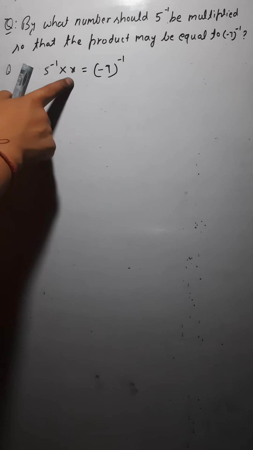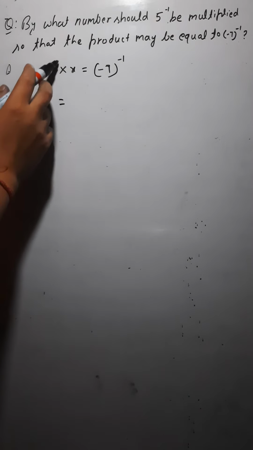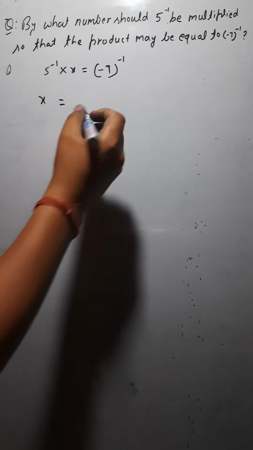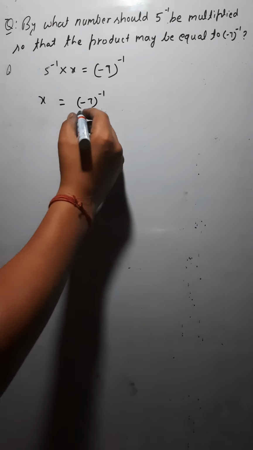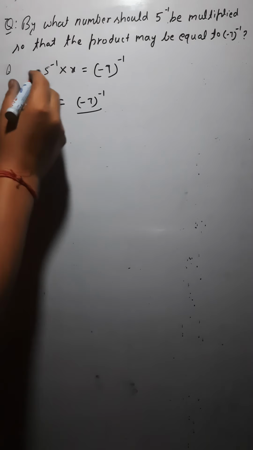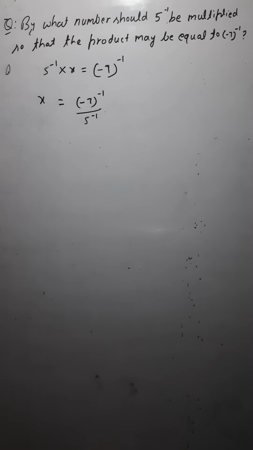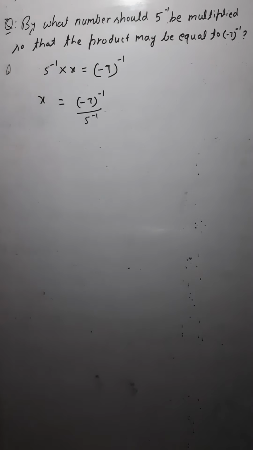Okay, I have to find out the value of x from here. So if you see, this 5 raised to the power minus 1 is multiplying here, so it would divide there. Getting it or not? So I can write it as minus 7 raised to the power minus 1 divided by 5 raised to the power minus 1. Hope you are getting this. Because this 5 raised to the power minus 1 is multiplying here, it would divide there. So I can write x would be equal to how much?